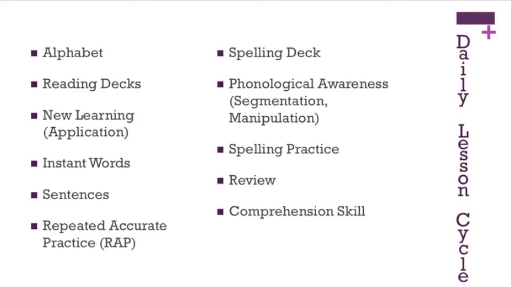The daily lesson plan has 11 components. We will look at each one of those as we go through this PowerPoint today. Please note that comprehension will be done daily for 10 minutes if you have your students for 60 minutes. If you have your students for 45 minutes each day, you will go through the regular lesson and then do all your comprehension on the last day of the week.